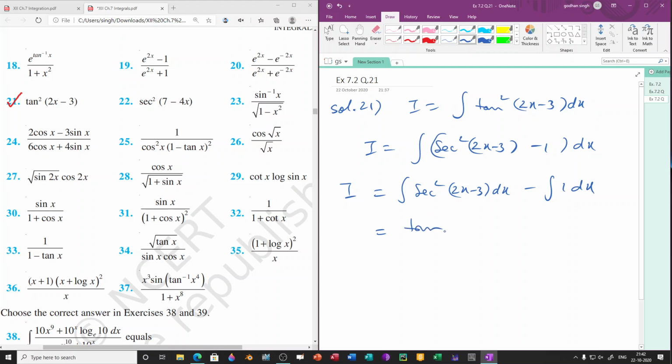So, here we will be writing tan 2x minus 3, then our x has been replaced with ax plus b form, and what we have to do is simply differentiate 2x minus 3, differentiation of that is 2. So we'll divide our answer by 2. So this is what will be the integration of sec square 2x minus 3, that is tan 2x minus 3 over 2, minus integration of 1 is x plus c. So this is the final answer, and with this question number 21 is also complete.